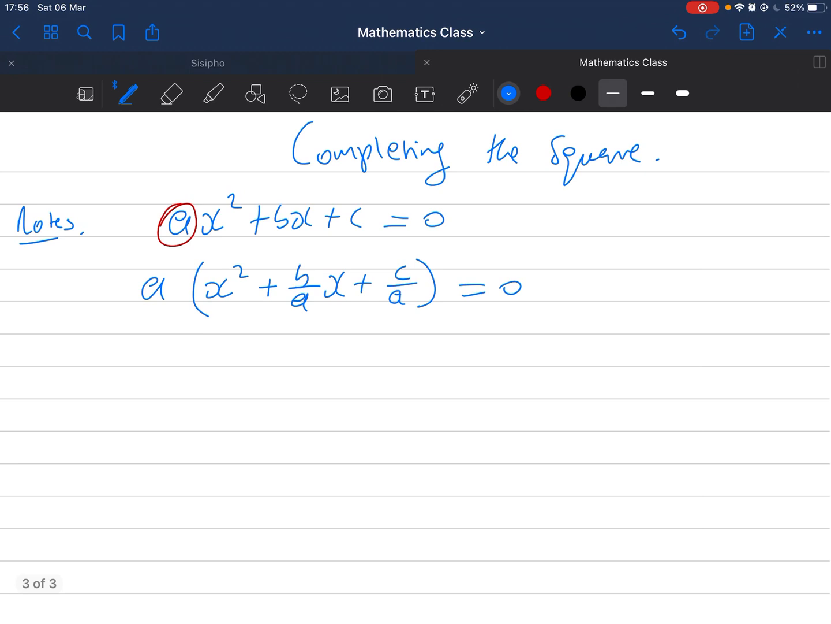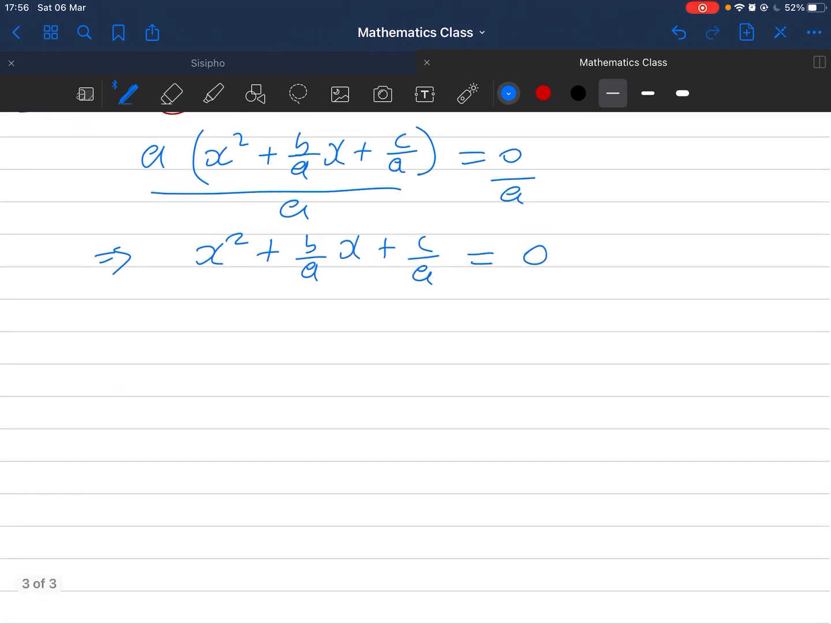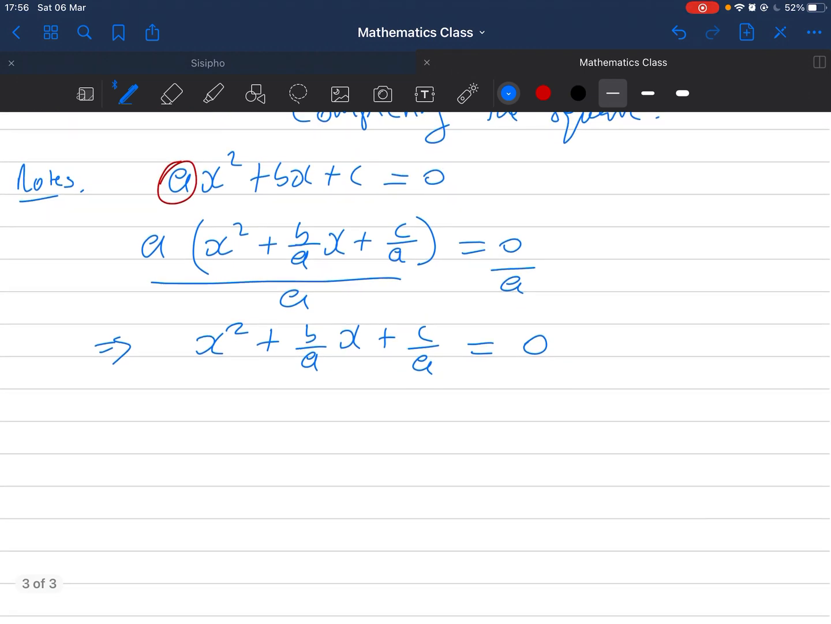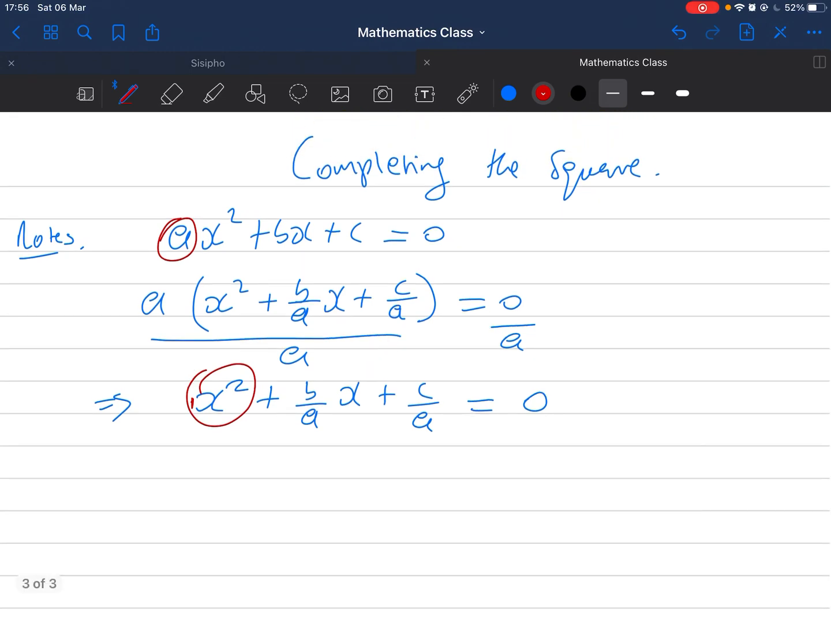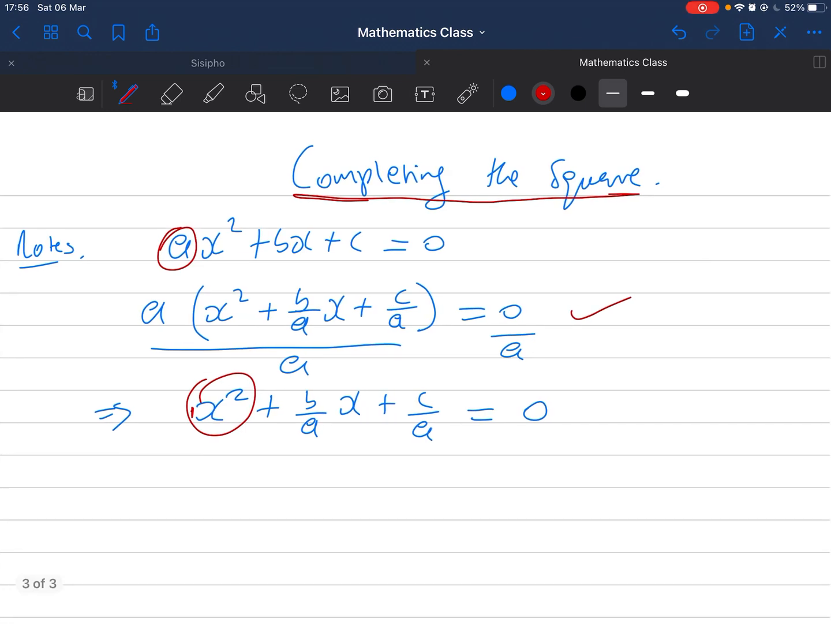Okay, and then from here we can just divide by a on both sides, just to show you that this is gonna be x squared plus b over a x plus c over a is equal to 0. Now from here, what we are trying to do is make sure that the coefficient of x squared is 1. Every time your coefficient of x squared is not 1, you have to do this step so that this method will be applicable.